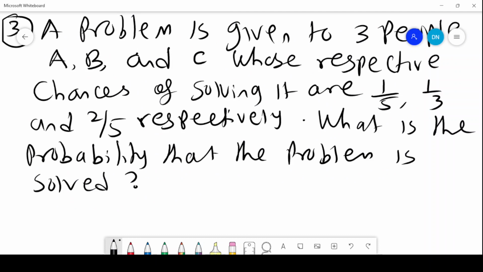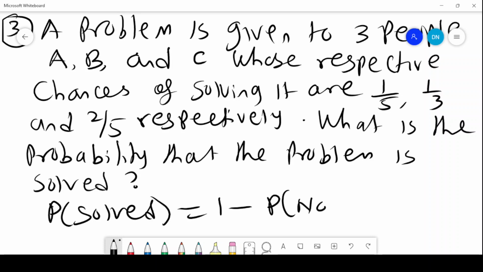So number 3, a problem is given to 3 people, A, B, and C, whose respective chances of solving it are 1 over 5, 1 over 3, and 2 over 5 respectively. What is the probability that the problem is solved? So the probability of the problem being solved will be equal to 1 minus the probability that it is not solved.